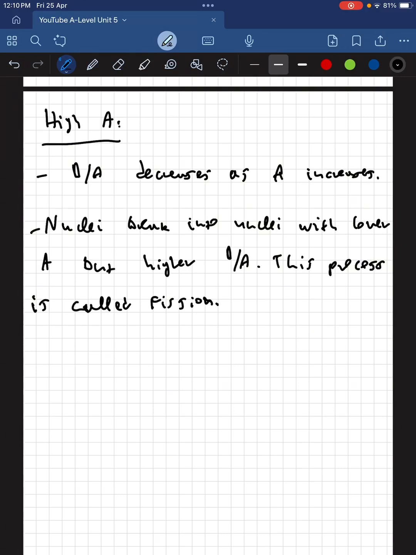And this is man-made mostly, and fission is also used in nuclear reactors, so it can be used for good to make energy.